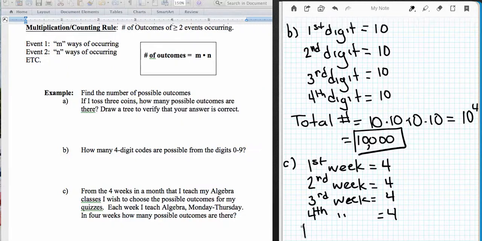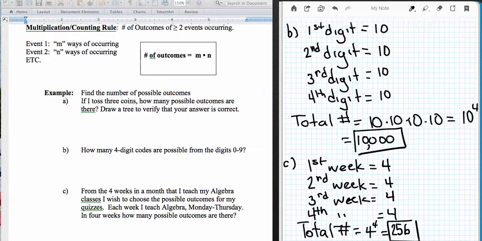And so my total number of outcomes here ends up being 4 times 4 times 4 times 4, or 4 to the fourth power, which ends up giving me 256. So 16 times 16, in other words. So those would be my total number of outcomes and the total number of ways.